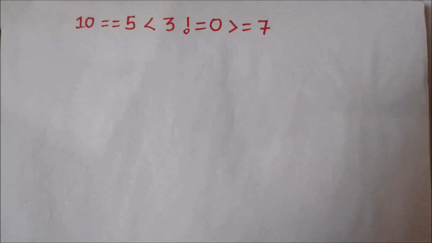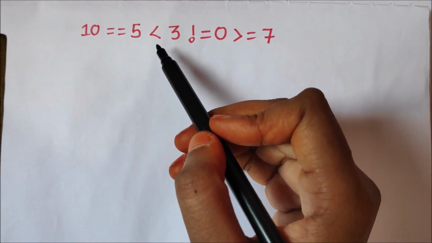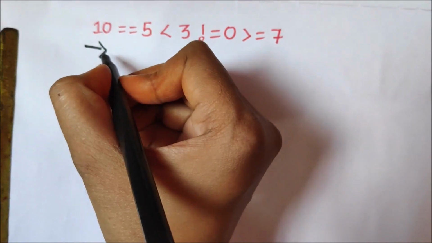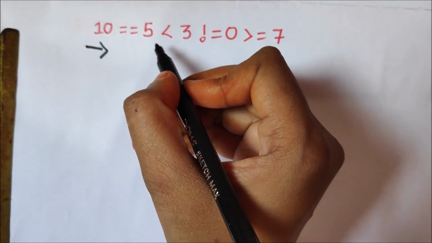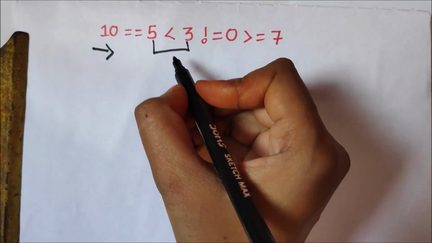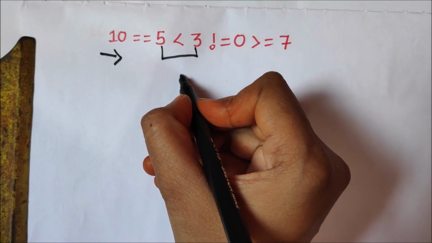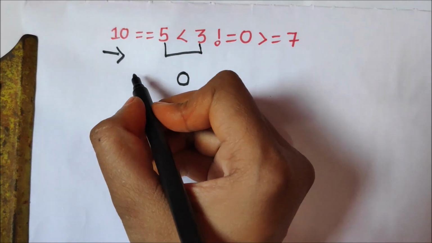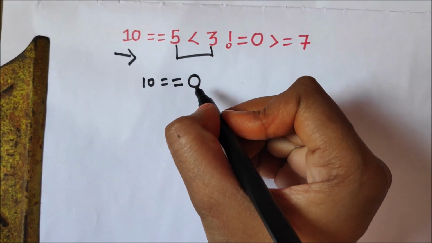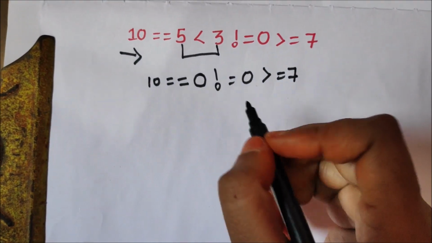Let's look at the first example. Here we have equals to, less than, not equal to, greater than or equal to. So we should start evaluating from left to right. When evaluating from left to right, 5 less than 3 has the highest precedence, so this should be evaluated first. What is 5 less than 3? This is false because 5 is not less than 3. False means it is 0. Let's keep the remaining expression as it is: 10 equals to 0, since 5 less than 3 has returned 0, not equal to 0 greater than or equal to 7.